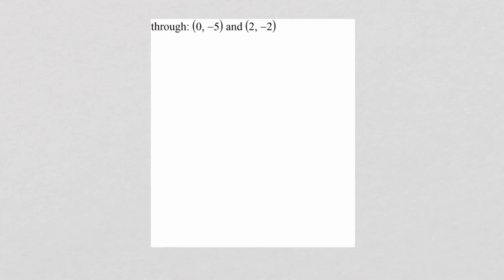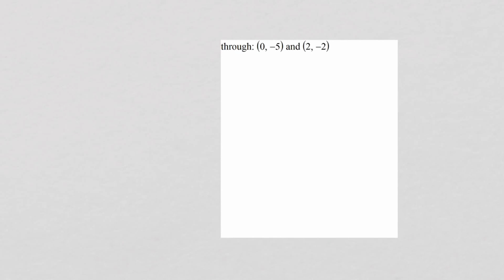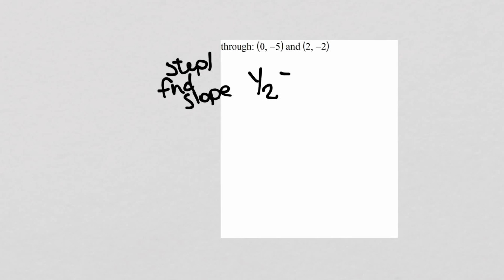For station 4, you will be finding the equation of the line when given 2 points. To do this, you will utilize 3 steps. Step 1. You need to find slope. To do that, you will use y2 minus y1 over x2 minus x1.